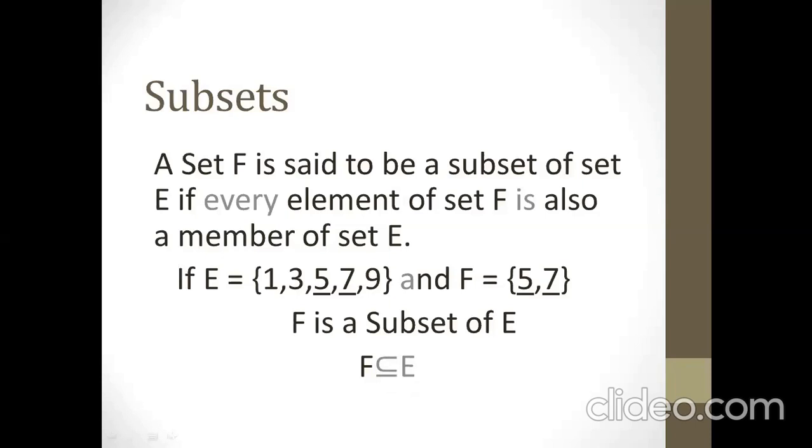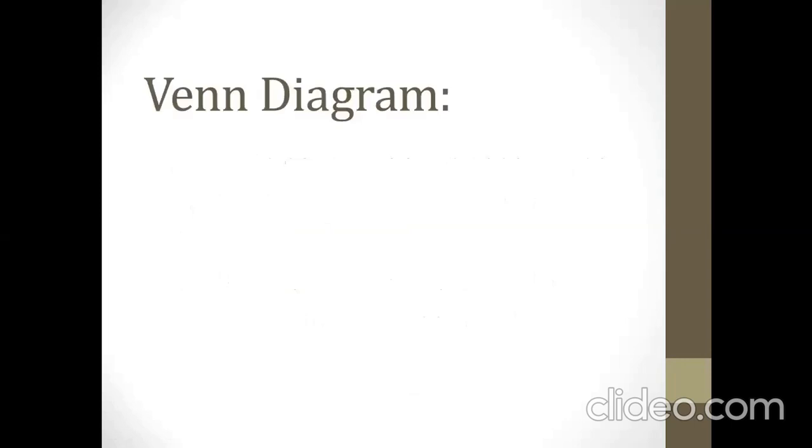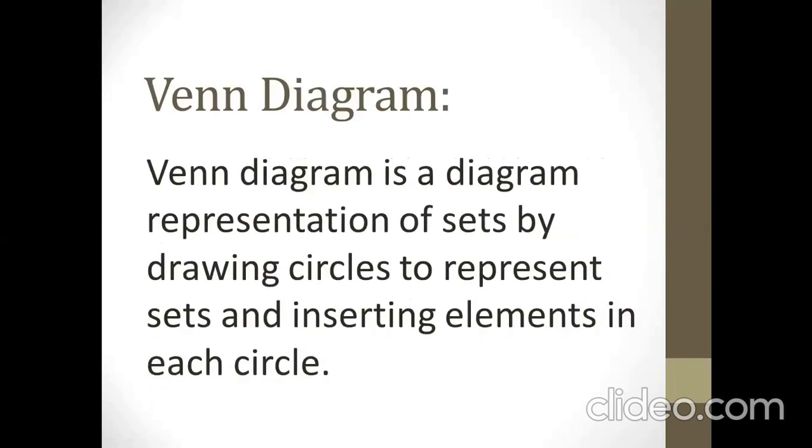Students, we have another method to show the relation between two sets, which is the Venn diagram. With the help of a Venn diagram, we can show the relation between two sets. Let's see what a Venn diagram is. A Venn diagram is a diagram representation of sets by drawing circles to represent sets and inserting elements in each circle.